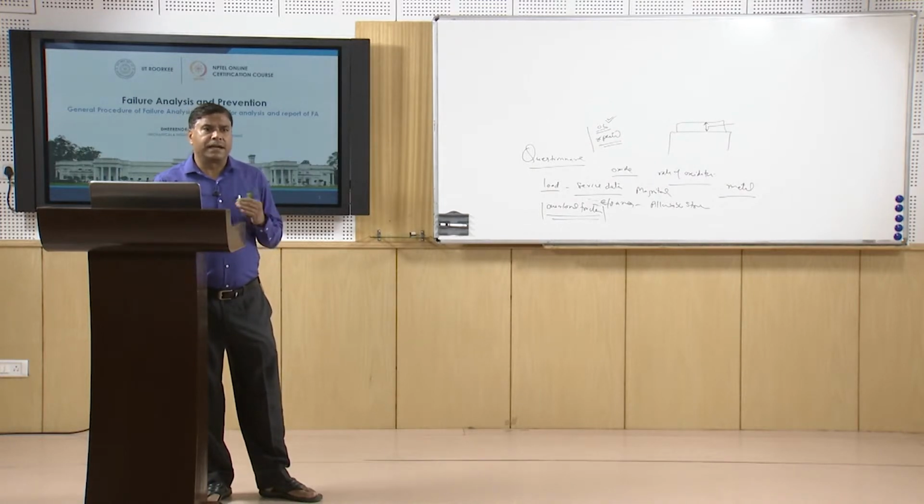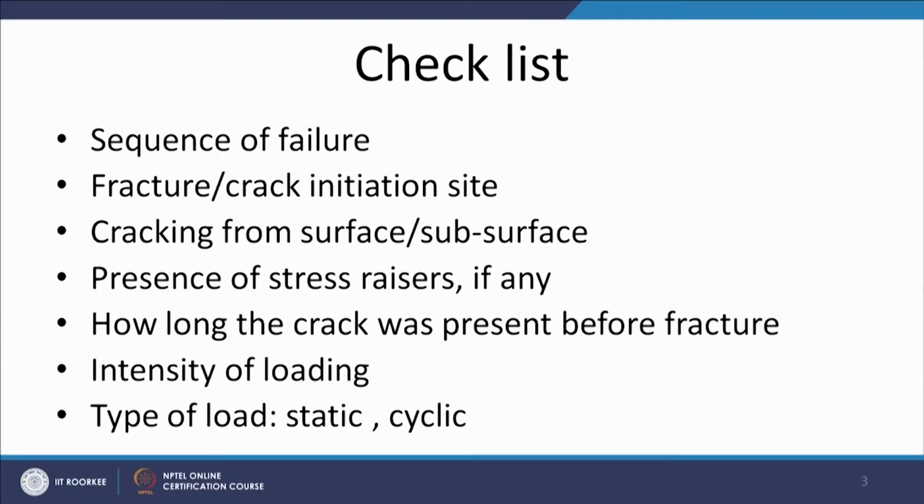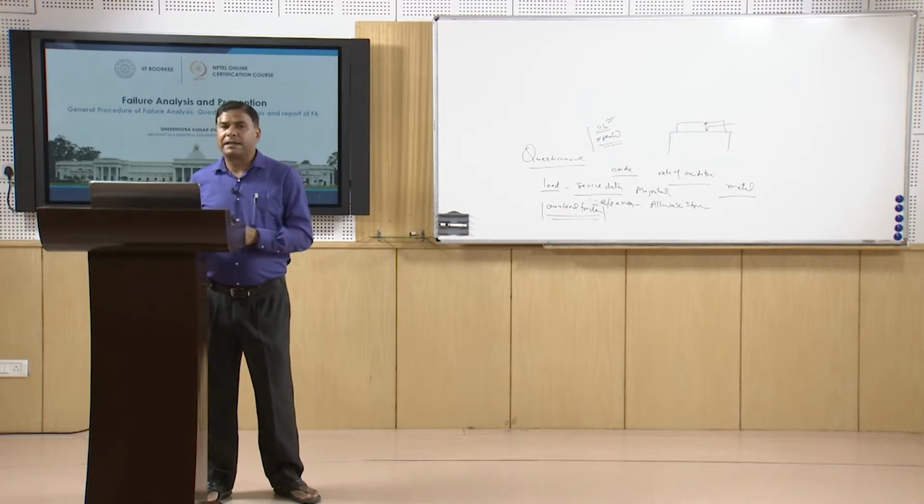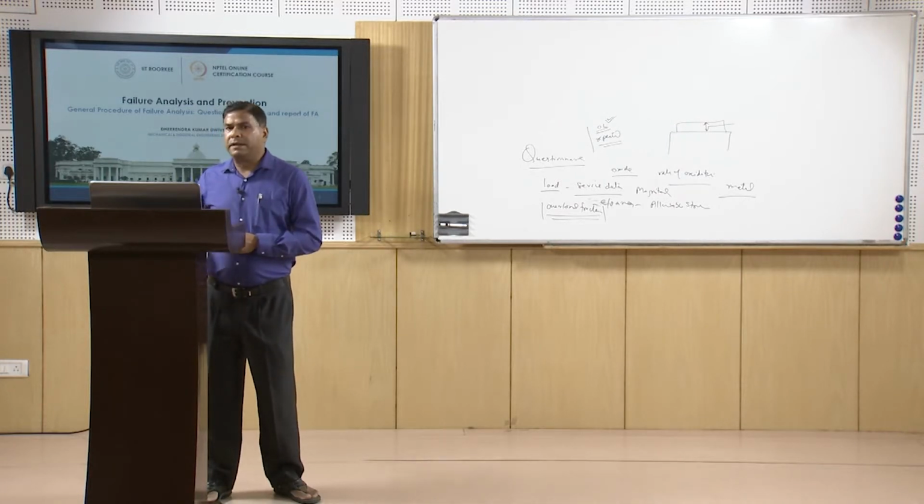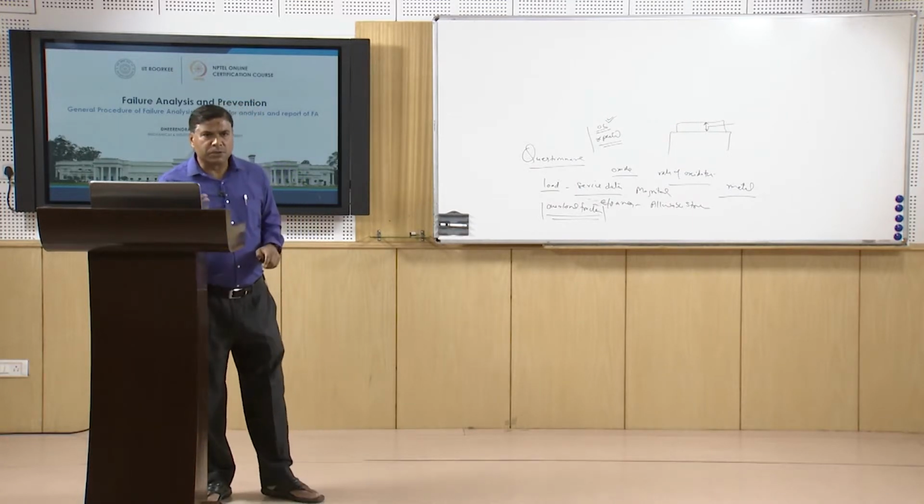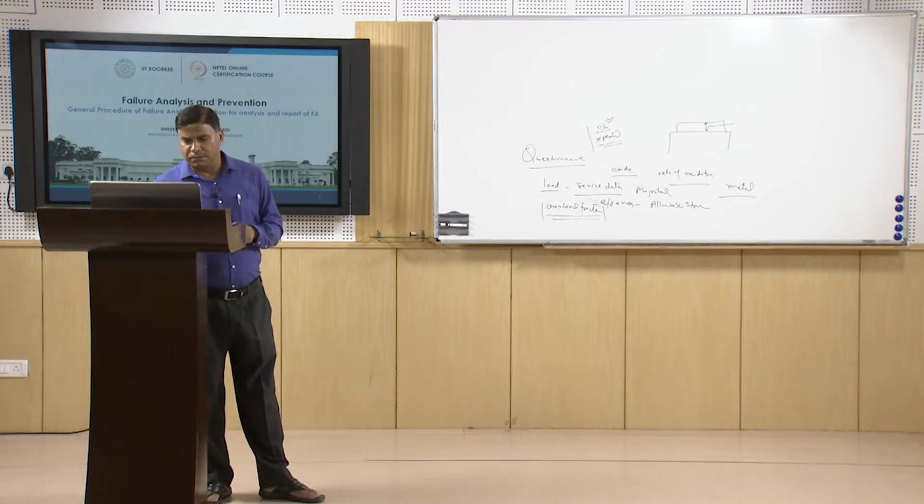Then the type of loading also is to be identified from the service data record. We can identify if the loading has been static or cyclic, in terms of completely reversible, tensile to tensile, or fluctuating loading. That information also needs to be identified to see the possible conditions under which failure has taken place.